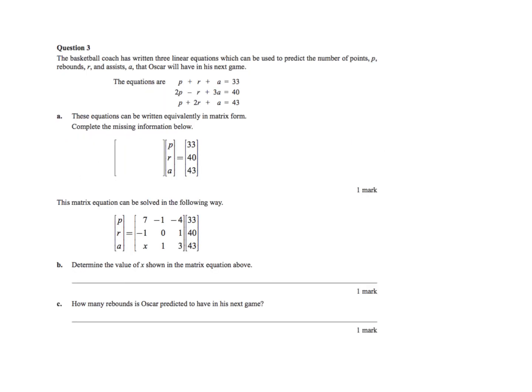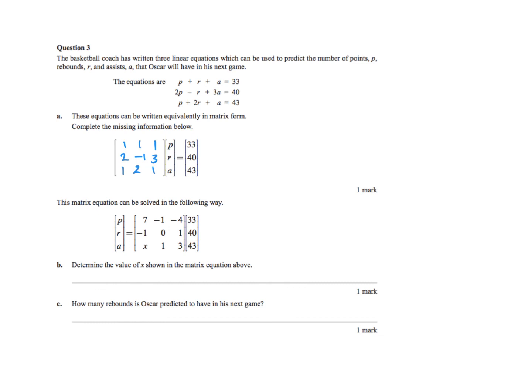Alright, question 3. A basketball coach has written 3 linear equations to predict points, rebounds and assists in Oscar's next game. And there they are. Now it says fill in the missing information to make it matrix form. So all you have to do is go put the numbers in front. So this is pretty easy.